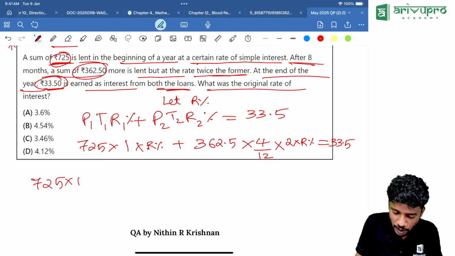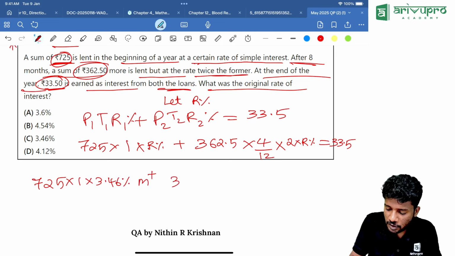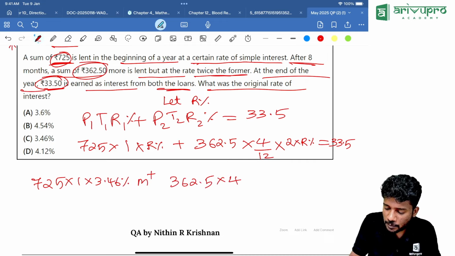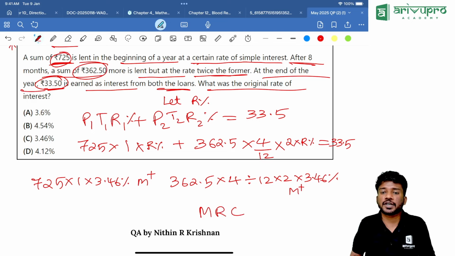725 into 1 into 3.46 percentage, click M plus. Then 362.5 into 4 divided by 12 into 2, then into 3.46, click percentage, click M plus. Finally click MRC, how much are you getting? 3.46.